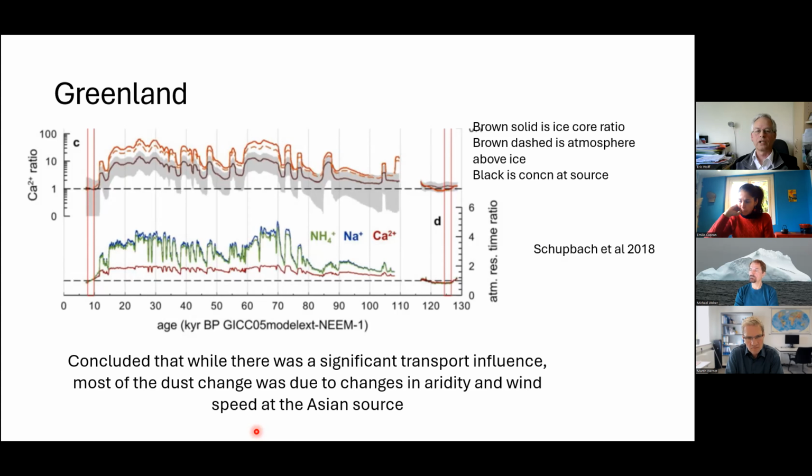And then the brown line is what you get at the source, where the wet deposition has made a difference, but still the source has had to change by roughly 1 order of magnitude between Holocene and high glacial periods. So he concluded that there was a significant influence of the losses during transport, but that most of the dust change was due to changes in aridity and wind speed at the source, assumed to be in Asia.